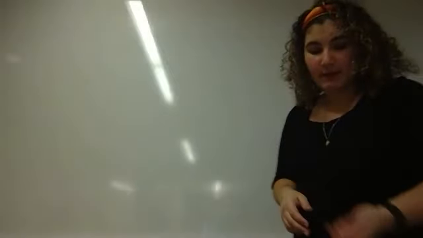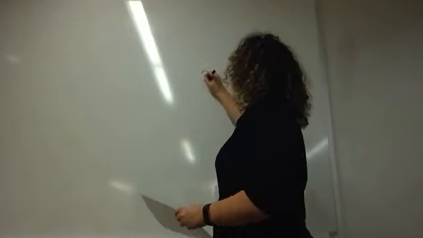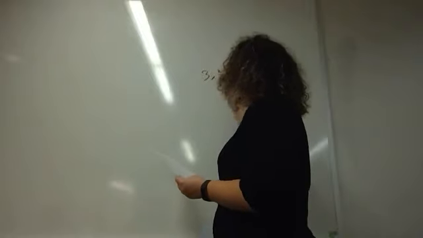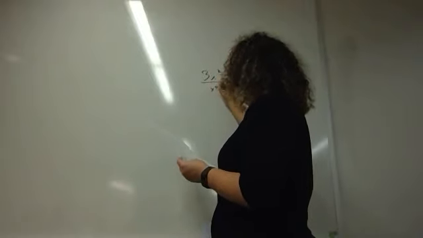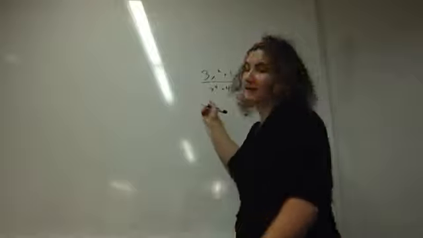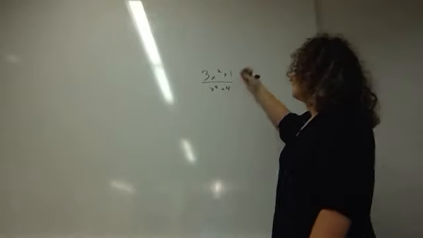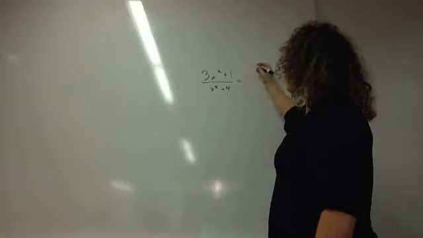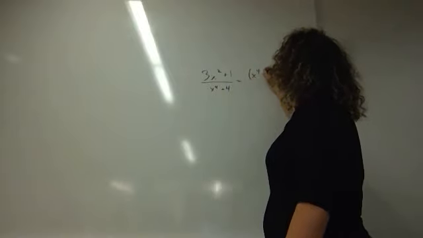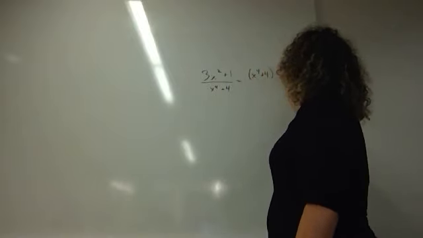And then same with the quotient rule. That should be pretty easy to do as well at this point. If you had a problem like that, it's going to be the bottom times the derivative of the top.